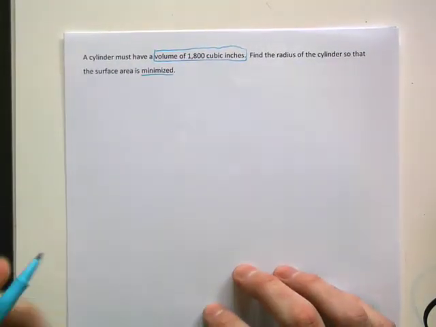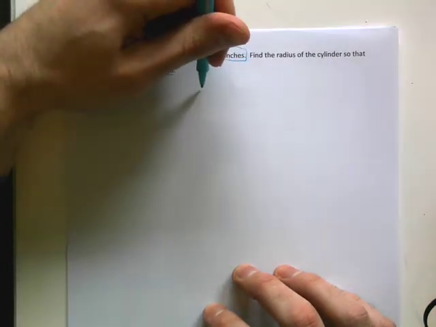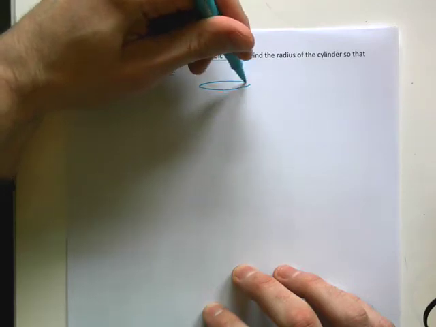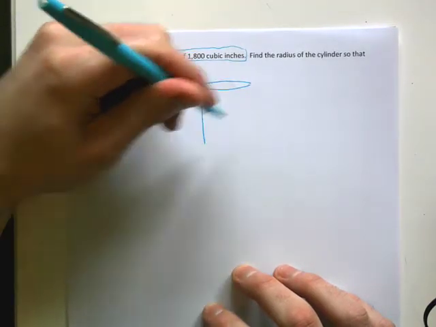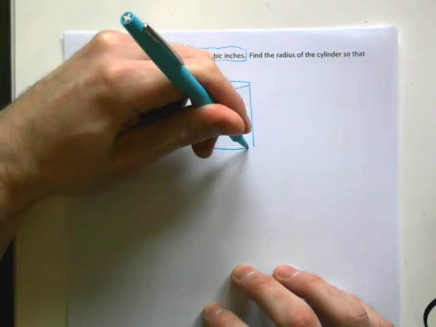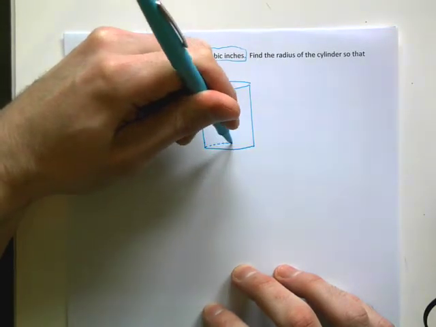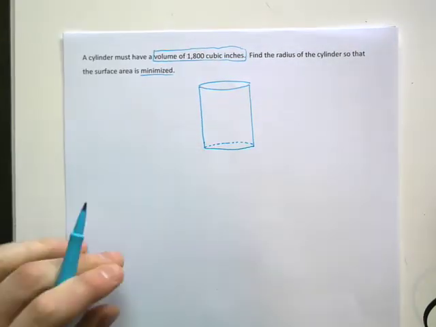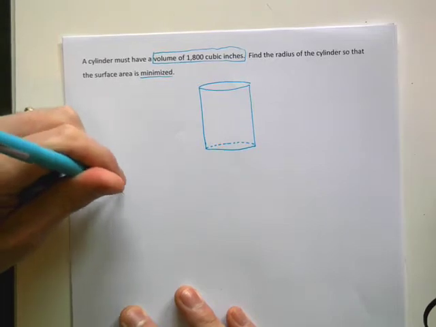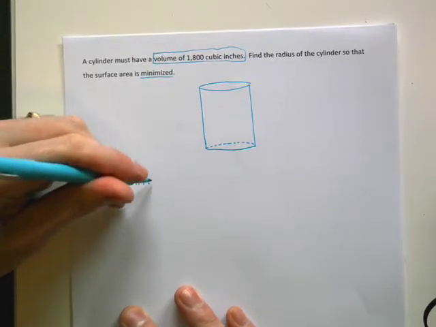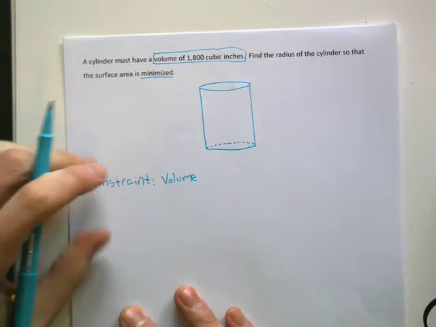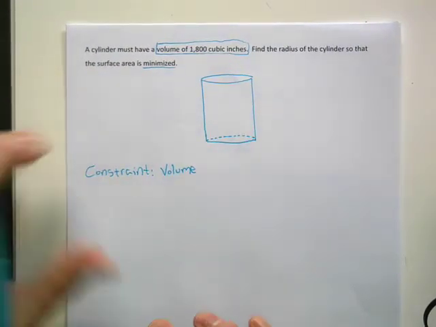Okay, so just like every other problem, let's draw a picture here. I'm going to draw a little cylinder and start to label my different variables and my different pieces here. So I've got this cylinder. Cylinders have circular bases, circular tops. So let's set this up. I have a constraint, and the thing that's constraining me is volume. It's telling me that it must have a volume of 1,800 cubic inches.